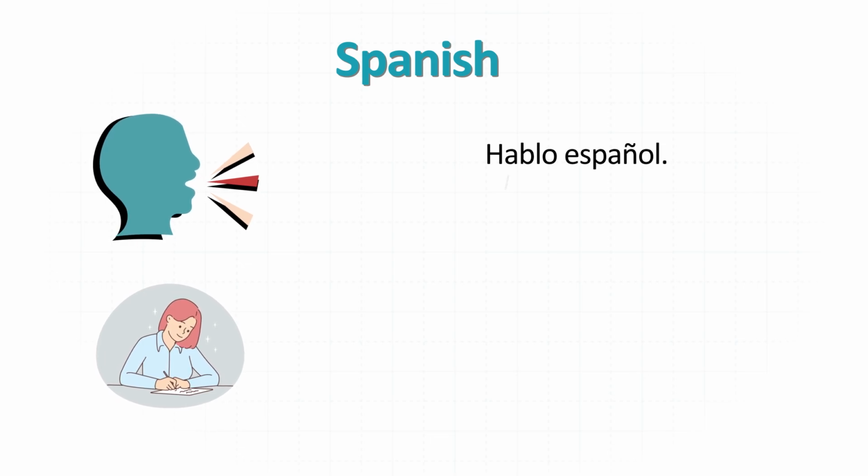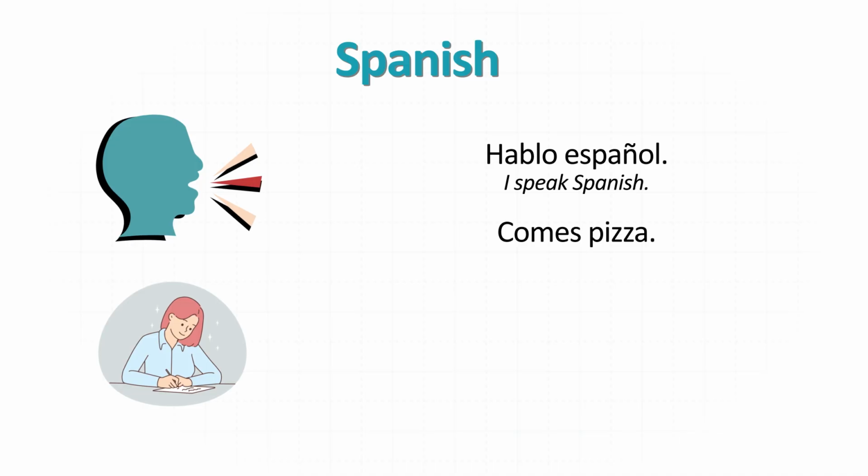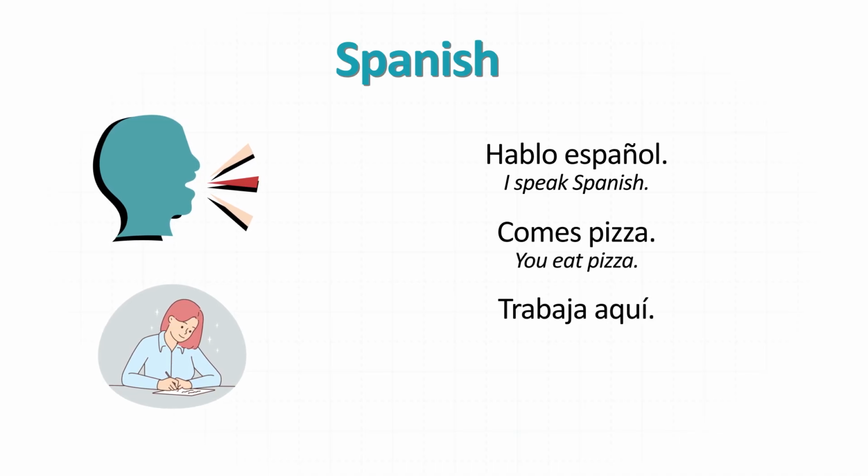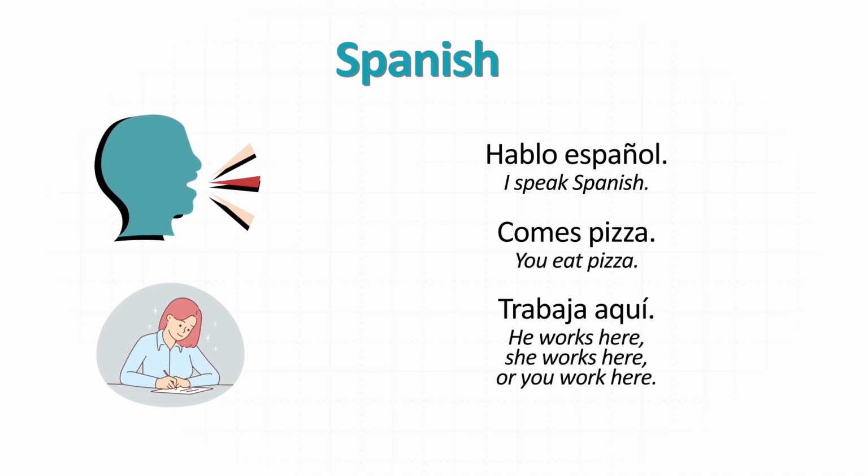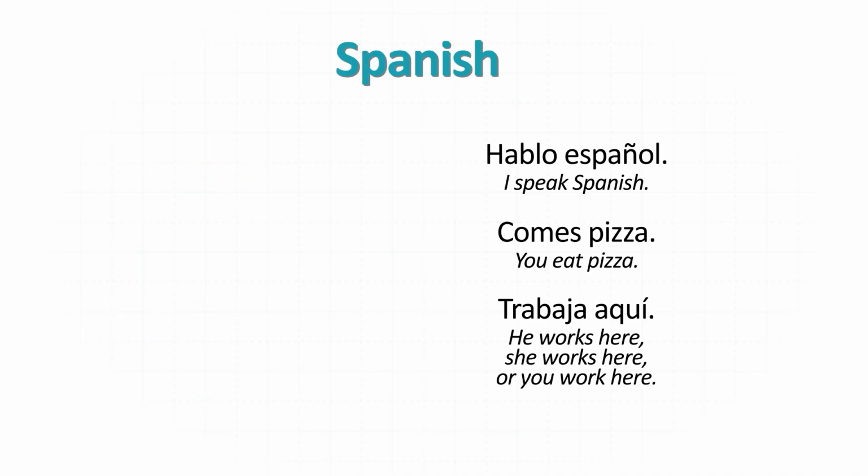Hablo español. I speak Spanish. Comes pizza. You eat pizza. Trabaja aquí. He works here, she works here, or you work here. All grammatically perfect sentences. Add the pronoun only when you need emphasis, clarity, or contrast.